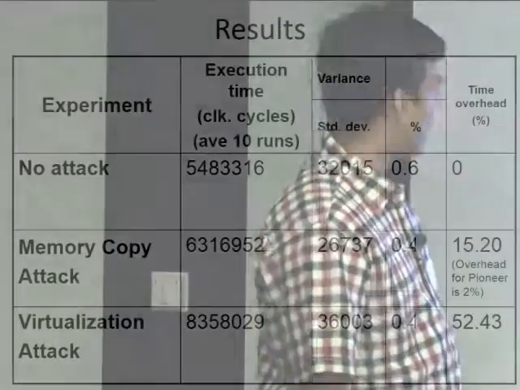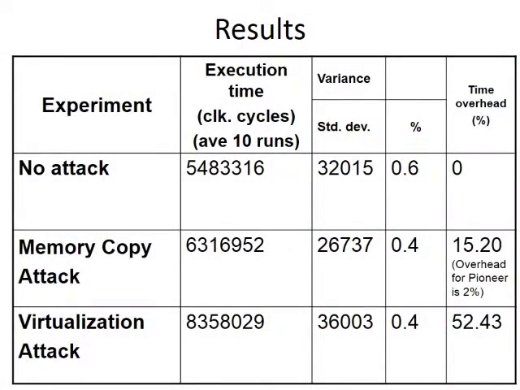So here are the results. In the no attack case, of course, you have zero overhead. In the memory copy attack, the overhead is 15.2%. Compare this with the 2% for Pioneer. For the virtualization attack, the overhead is roughly 50%.